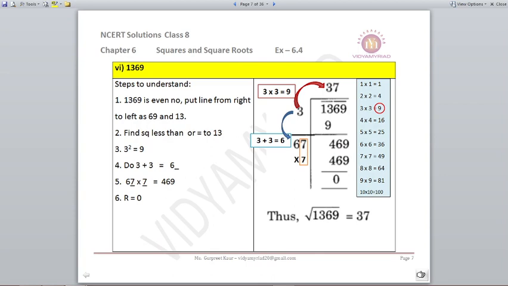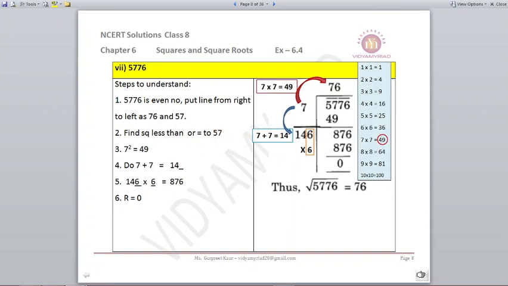Next, 1369. So pairs are 13 and 69. Nearby 13, I have 3 into 3, 9. 3 plus 3 is 6. 13 minus 9 is 4, and bring down 69. 469 I want now. Again I want 9 at the end. So I will try probably 67 into 7, that is 469. Remainder here comes as 0. So square root of 1369 gives me 37.